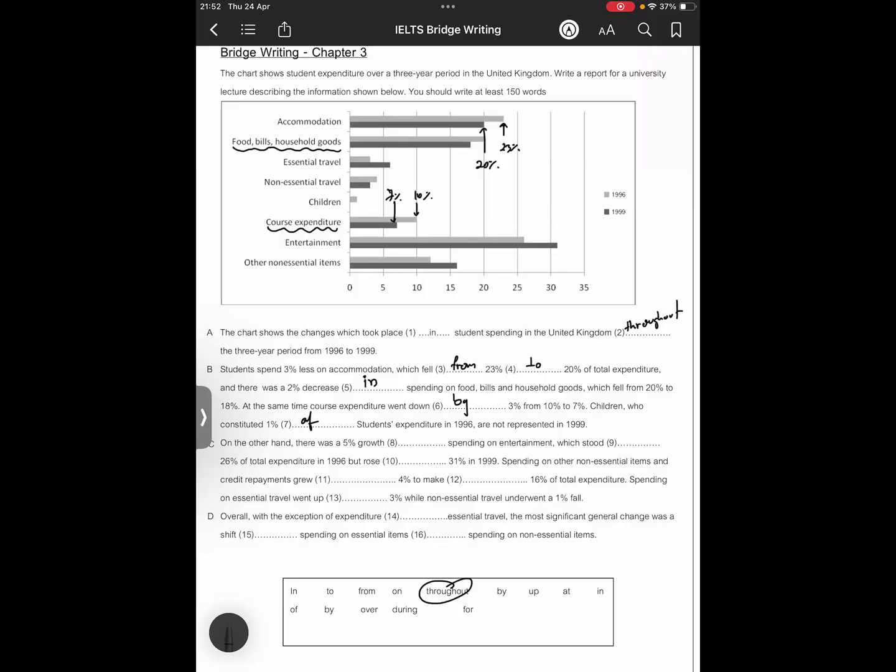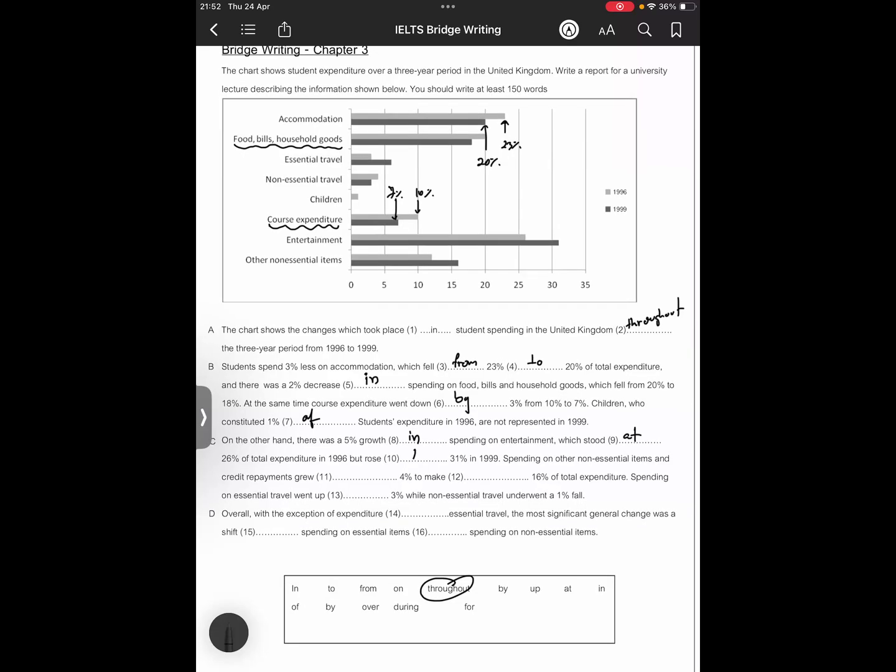On the other hand, there was a 5% growth. What? In, right? That's a 5% growth in spending on entertainment, which stood at 26% of total expenditure in 1996. But rose to what? But rose to 31%, right? So that's a preposition too.